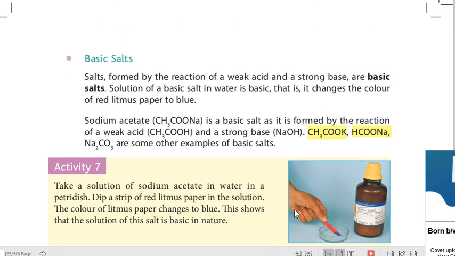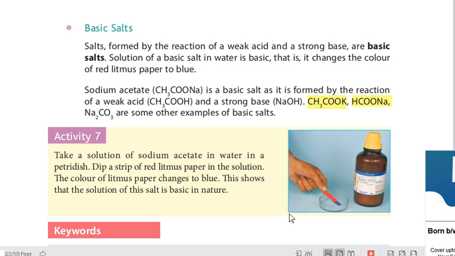Okay. So that is all about this class. Here we have discussed the different types of salt. Okay. And we have also talked about the naming of salt. The next class will discuss the exercise of this chapter.